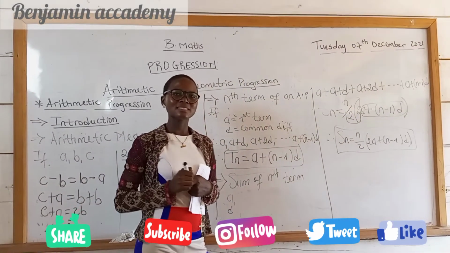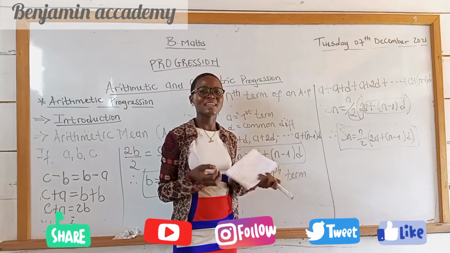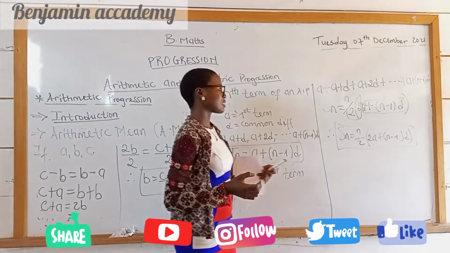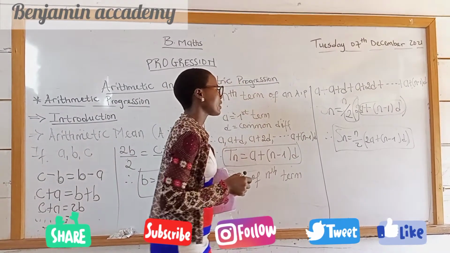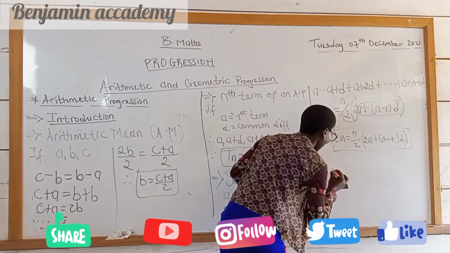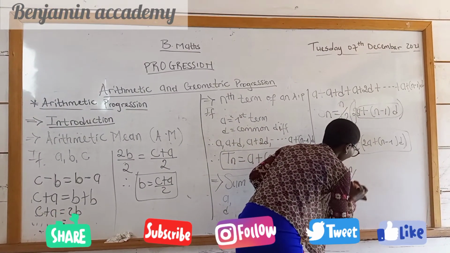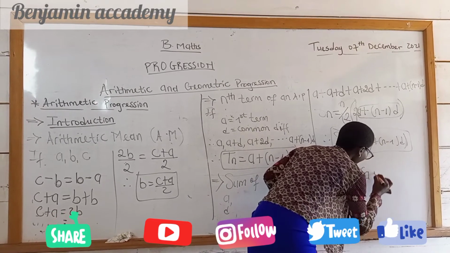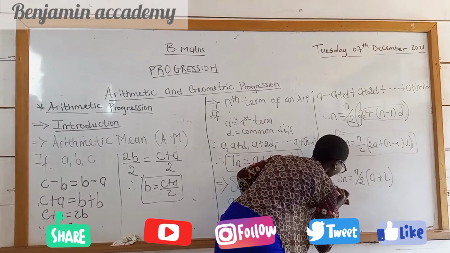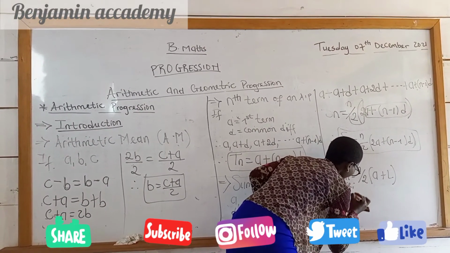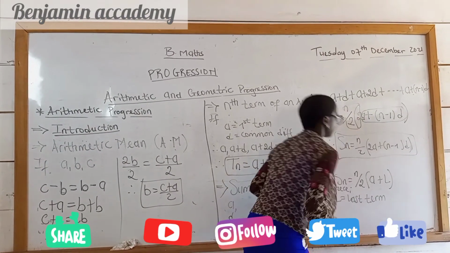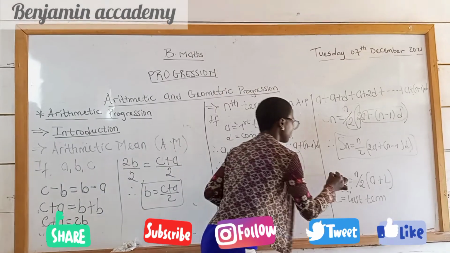Now, what if they give you the first term and the last term? How do you do? And they say you should calculate the sum of the 20th term. Maybe they gave you the first term and they gave you the 20th term. You simply use this formula: Sn is equal to n all over 2 bracket open a plus the last term, which is L. L is equal to the last term. You use this formula.